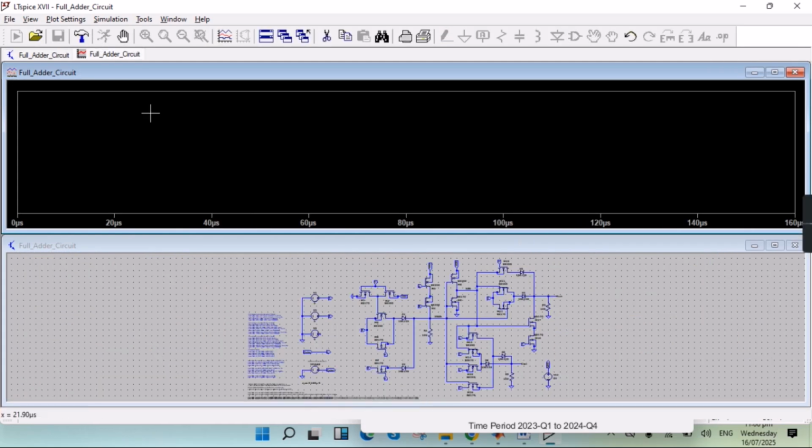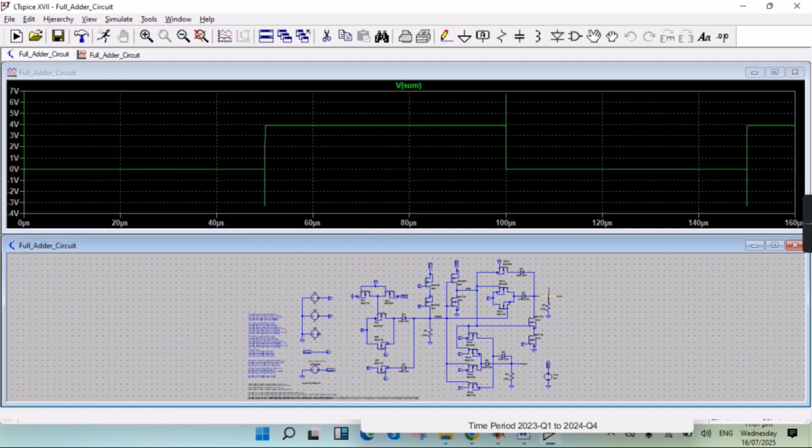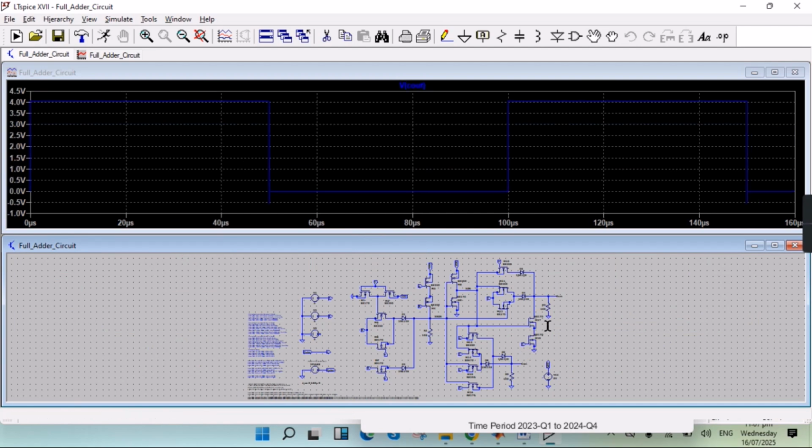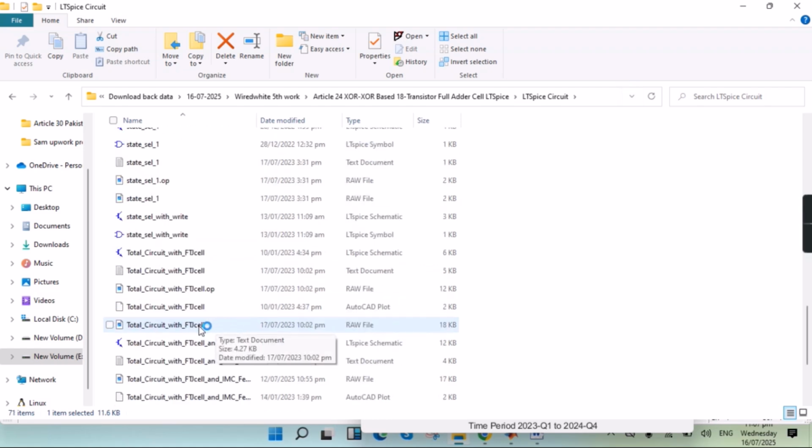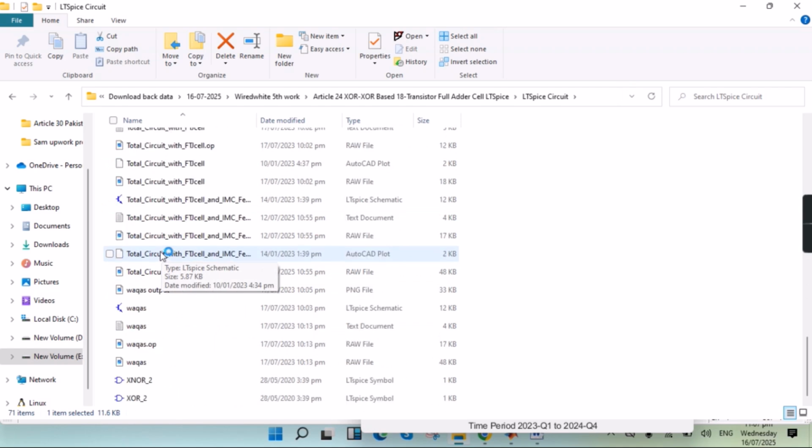Let me run this circuit. We just need to check the sum. This one is the sum. This one is the carry. Okay. Let me also show you the next part, the total circuit for the FTG cell.